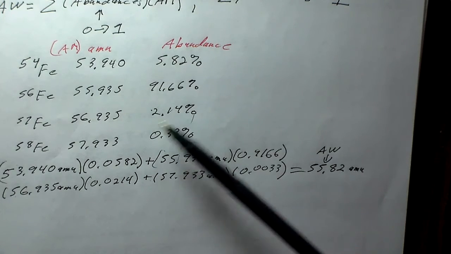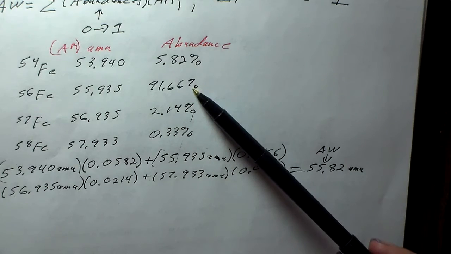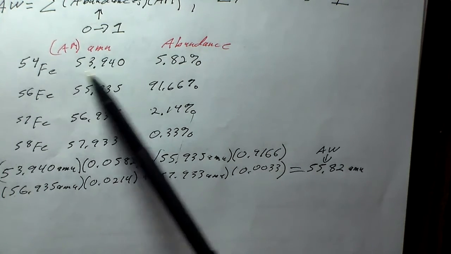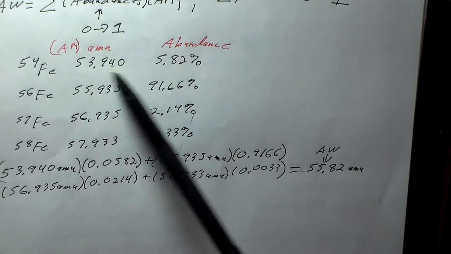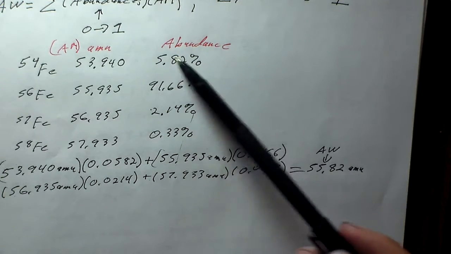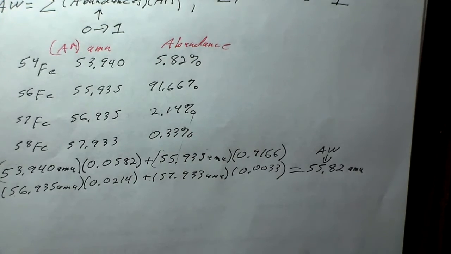Also, if we look here at the weightings, most of this is coming from the iron 56 isotope. So it should be closest to this 55.9, and that's actually what we see. It's pretty darn close to this. The heavier isotopes don't impact it as much, and the lighter isotope goes just a little bit towards that way. So this is going to give us our atomic weight.